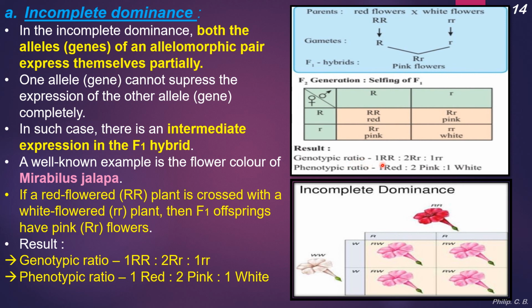That is the result of genotypic ratio. As we just read, 1 RR, 2 Rr, 1 rr; phenotypic, 1 red, 2 pink, 1 white, right? So here in incomplete dominance, the heterozygotes are all pink in color. That is, crossing of red and white flower gives us pink color, which is termed as incomplete dominance. That is, neither red nor white is being dominant.